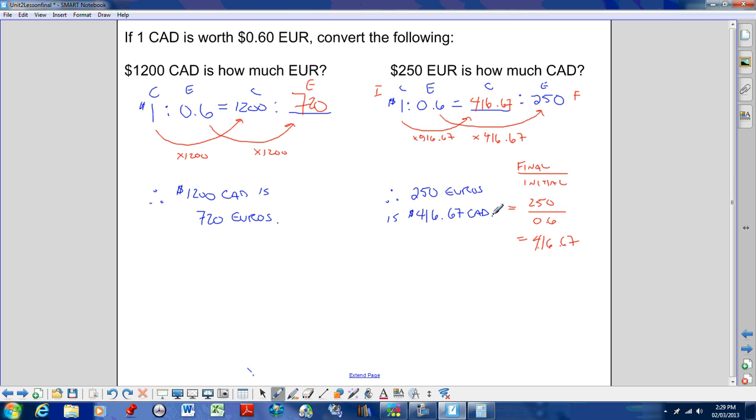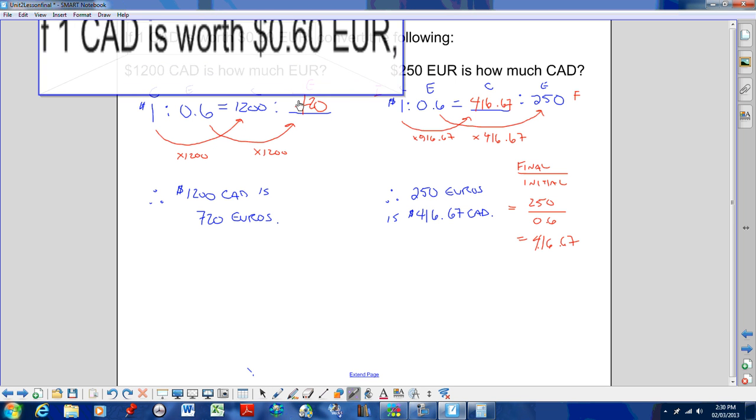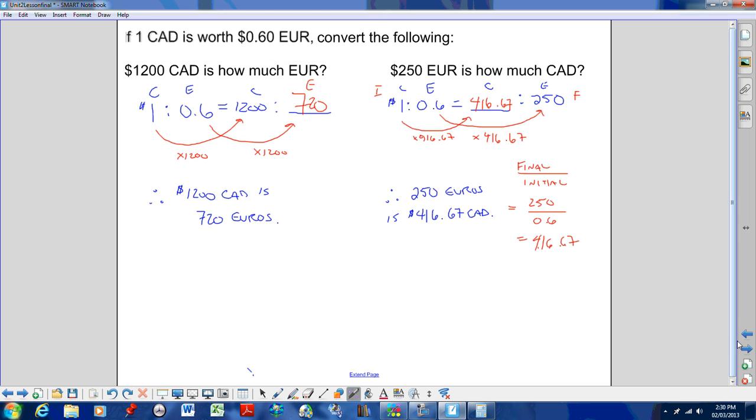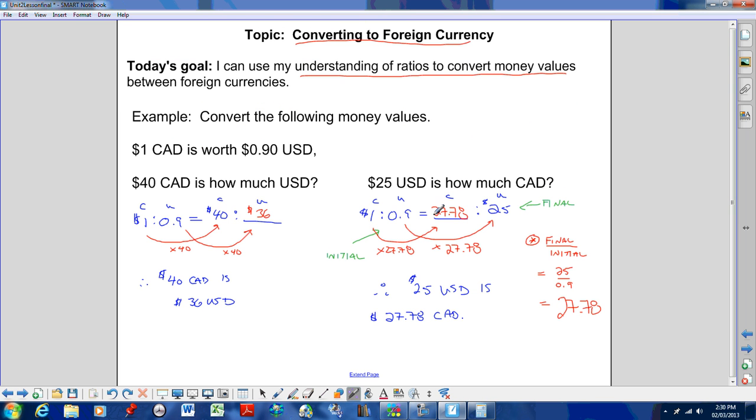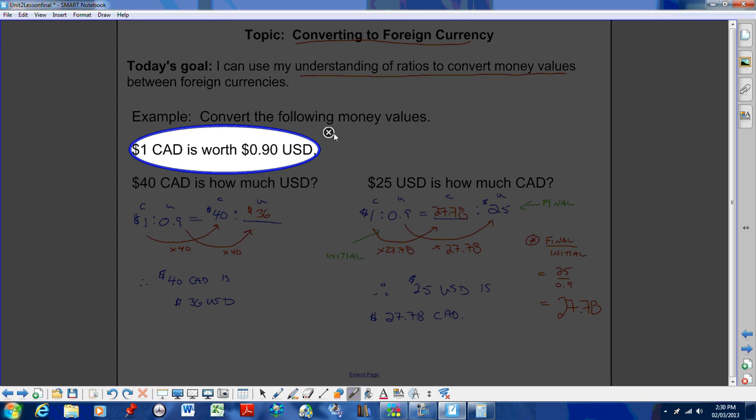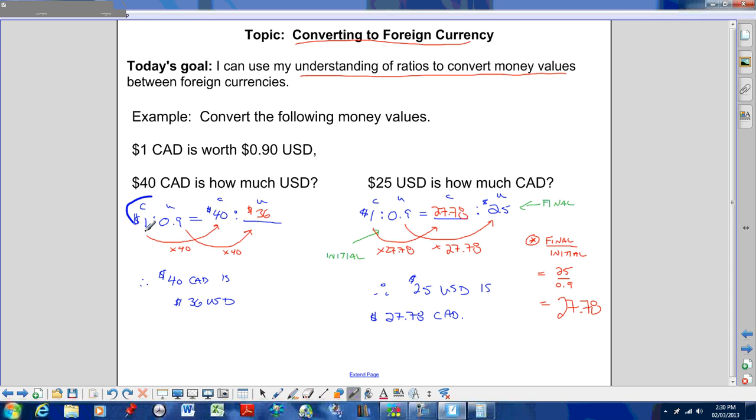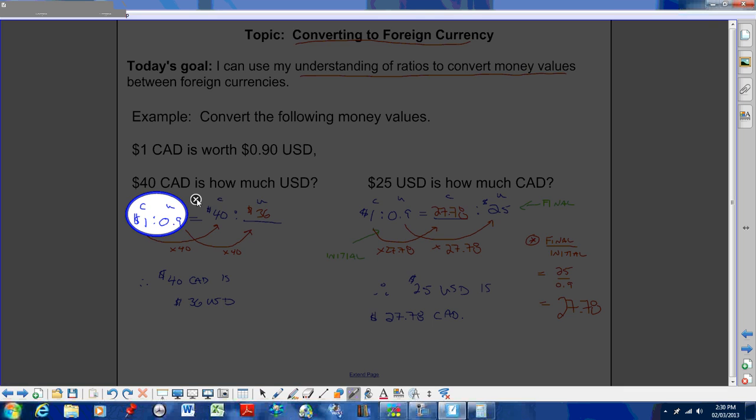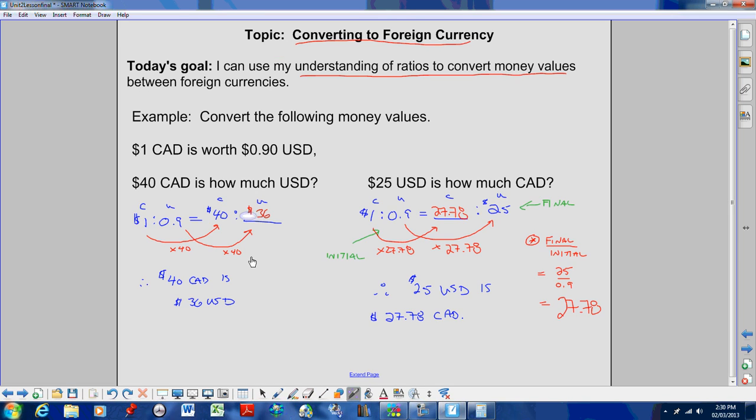It does not matter what we're dealing with. The information will always be given, and that is your one ratio all the time. All right. Not going to be hidden. Same thing back here. When I look at the previous example, 1 Canadian is the 90 cents US dollar. It becomes your very first ratio. Then you read the question to set up your second ratio.